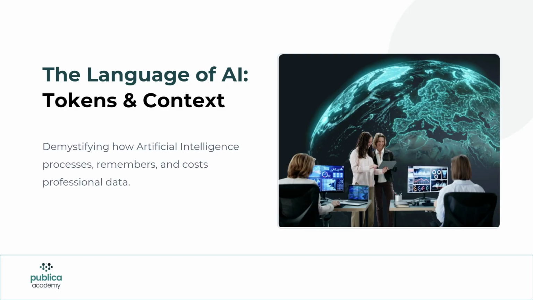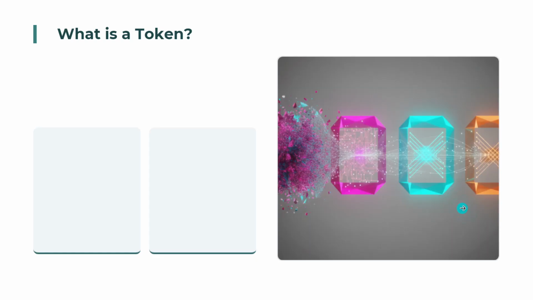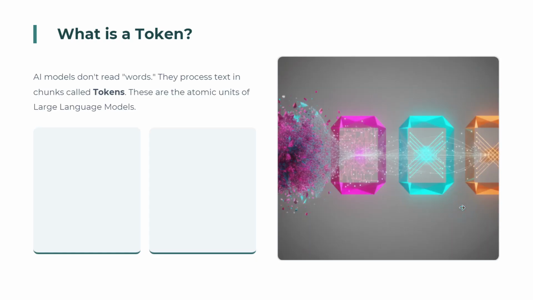These are not just technical jargon, they are the atomic units that determine how much your AI can remember, how accurately it performs, and most importantly, for the bottom line, how much your AI operations will cost. Moving next, we'll talk about tokens.